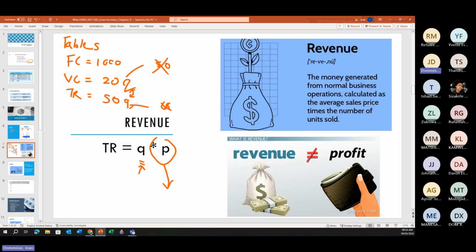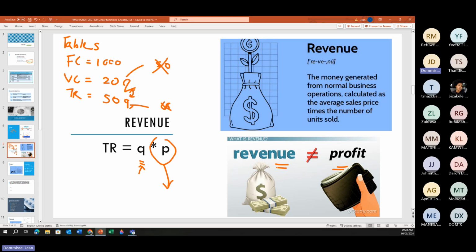The other important thing is that we need to remember that revenue does not equal profit. Cost is what you need to pay to get your product ready. Revenue is what you will get in, and then profit is the difference between the two. So it is important that revenue does not equal profit.